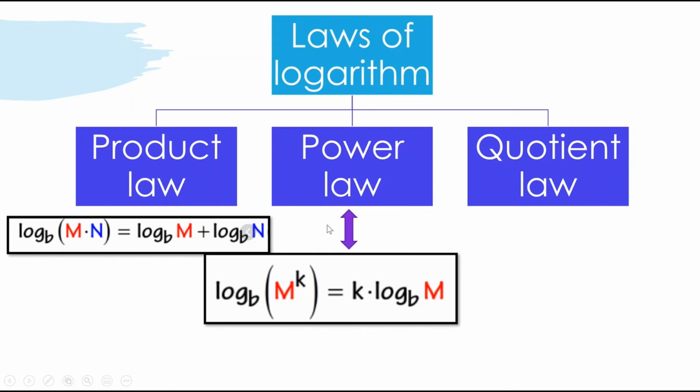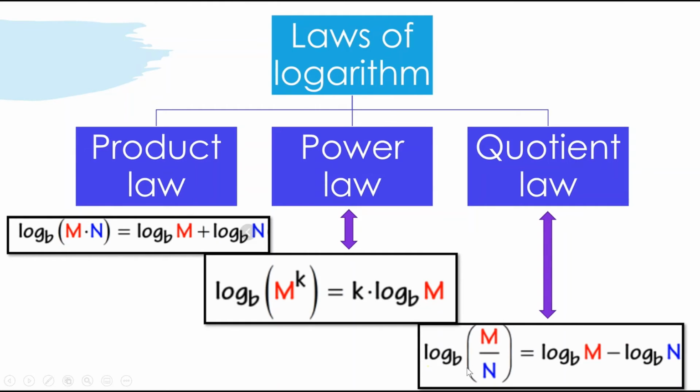Okay. So the third law is the quotient law. The quotient law tells us that log of m by n, so the argument can be written as a rational number or a p by q format or m by n, with base b. Okay, so the base is b. We can write it as log of m with base b minus log of n with base b. It will be similar to the law of indices as we have done before.